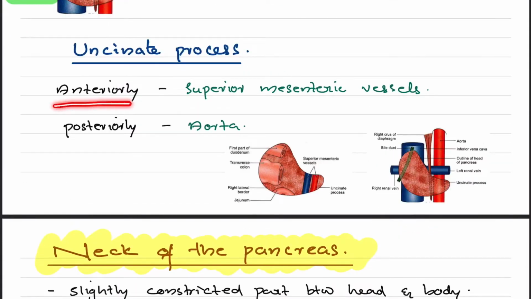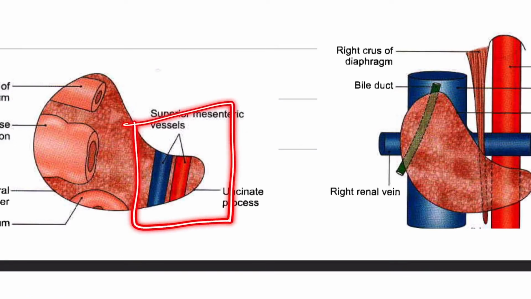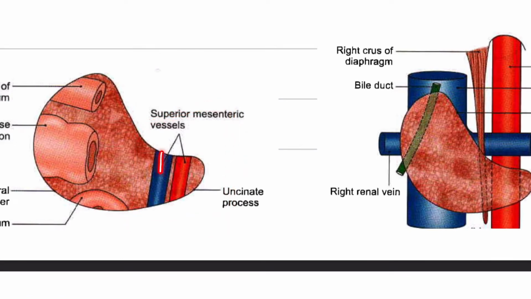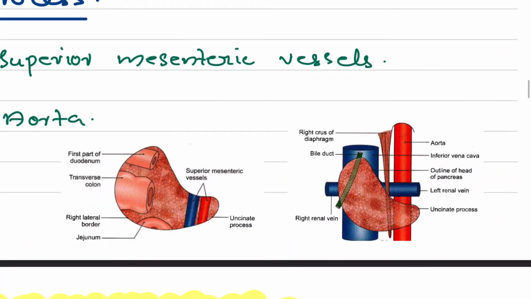Uncinate process: anteriorly we have the superior mesenteric vessels and posteriorly we have the aorta. See, this is the uncinate process. So anteriorly we have the superior mesenteric vessels. What do we have posteriorly? This is the uncinate process. We have, this is our aorta. You know the superior mesenteric vessels, right?